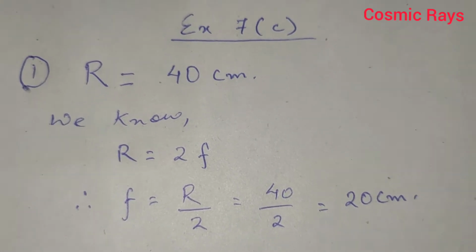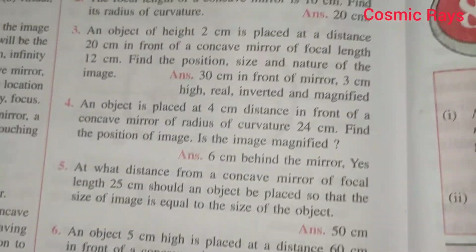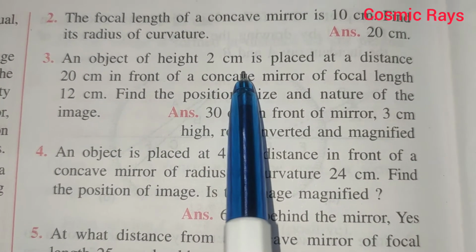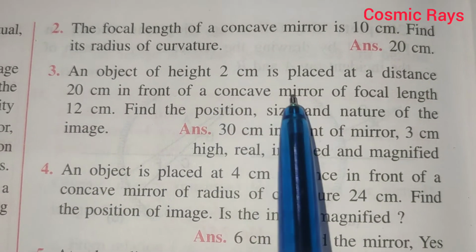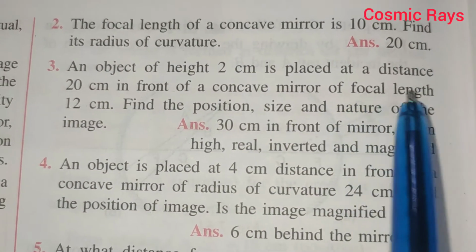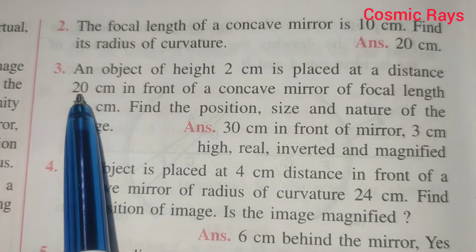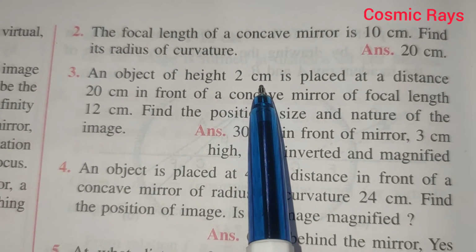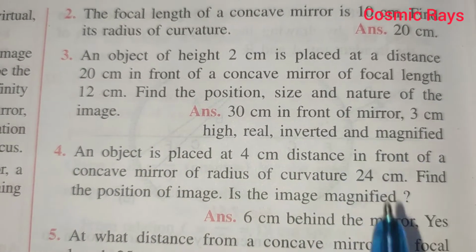Let us try to solve question number 3. Now question number 3 says here that an object of height 2 centimeter is placed at a distance of 20 centimeter in front of a concave mirror of focal length 12 centimeter. So we have been given the focal length, the object distance, that is 20 centimeter, and height of the object, and we have been asked to find the position, size, and nature of the image.